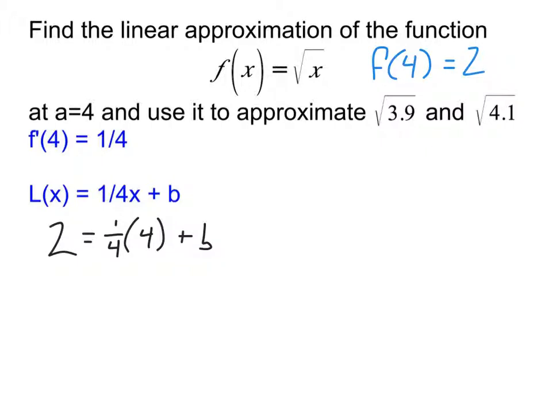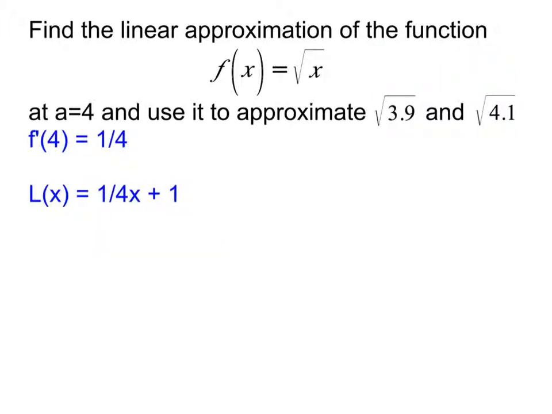All right, we can now solve that to figure out what b is. So first thing I do is 1/4 times 4, which is 1. And then I can go ahead and subtract the 1 from both sides. We end up with 1 equals b. And so now we know that the equation of the tangent line at 4 is 1/4 x plus 1.